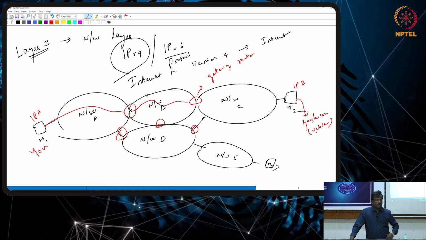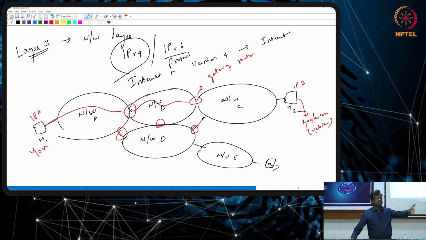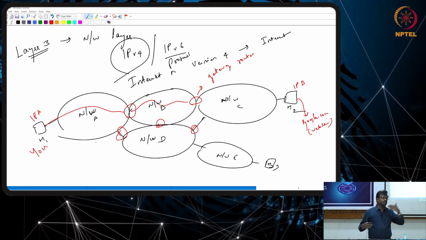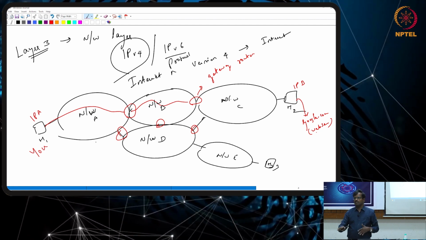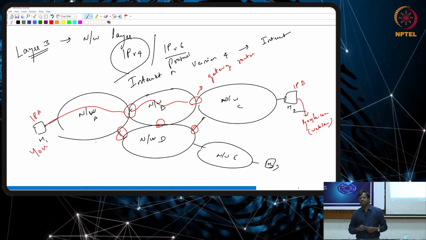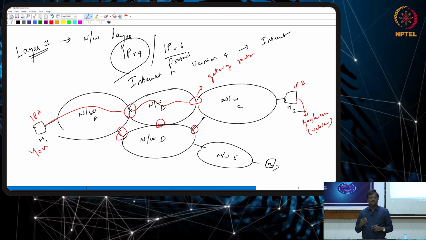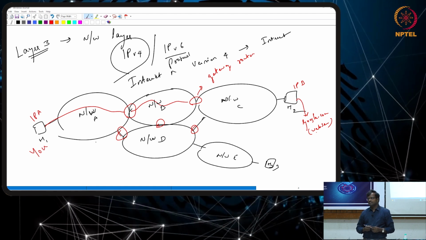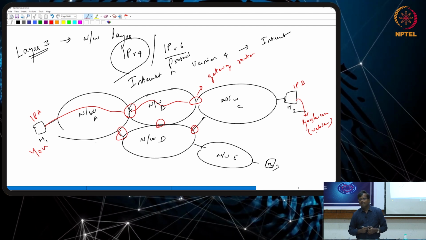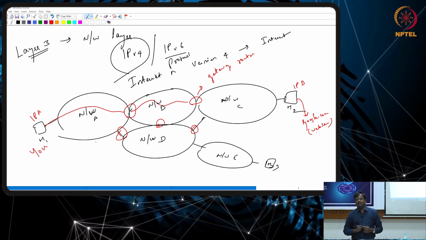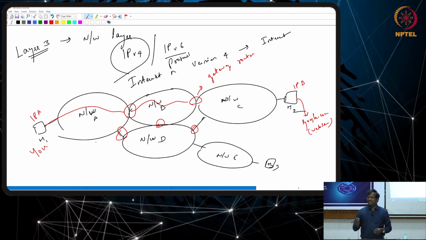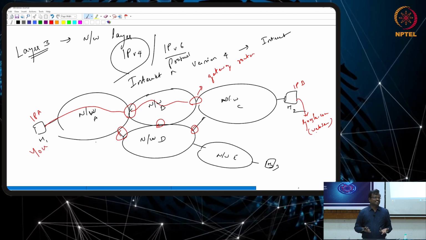The Google server is not sitting in your network. It is sitting somewhere in a different country, and you are connected to it over multiple networks along the way. If you want to send a packet to a Google server, what should you know first? The IP address of the Google server. How do you know the IP address of Google? DNS, right?